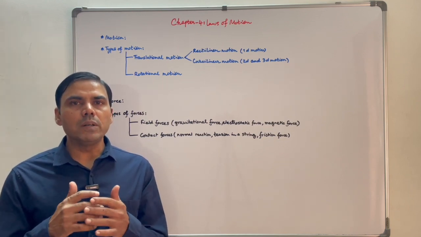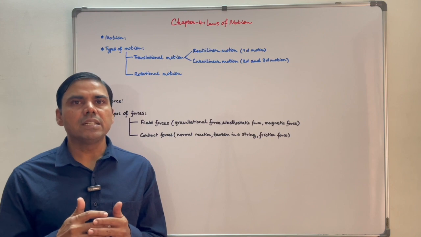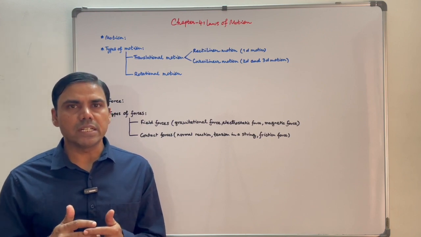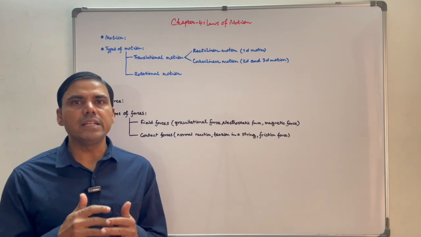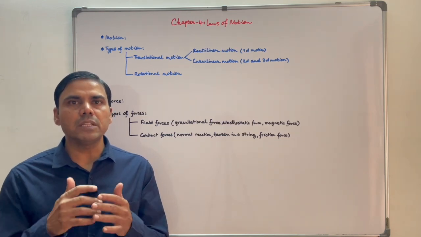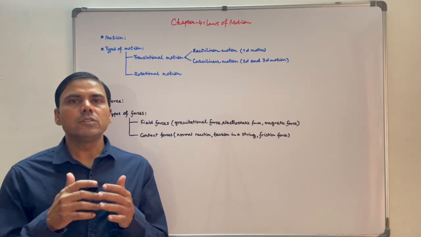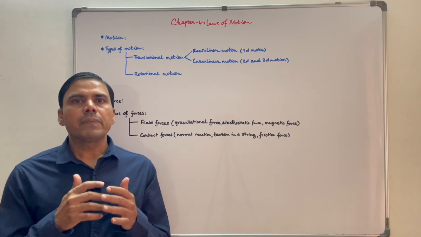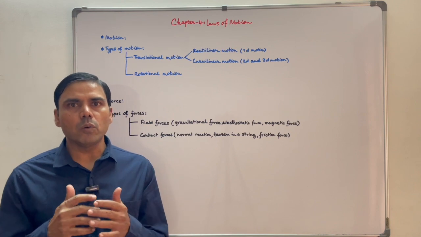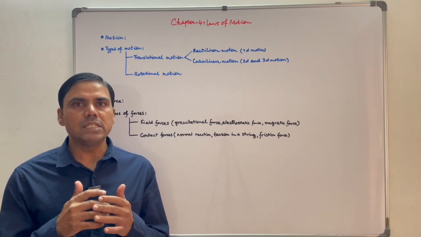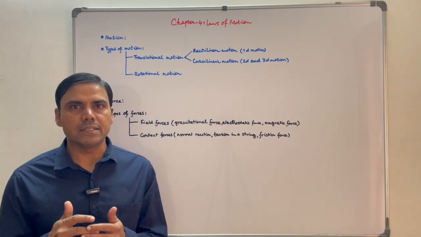We will include one more term, orientation. This is related to rotation. Orientation means angles made by any linear dimension of the given object with coordinate axes. So the modified definition will be: an object is said to be in motion if its position or orientation or both change as the time passes.